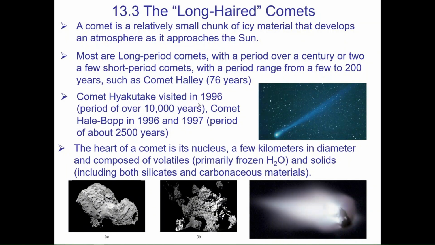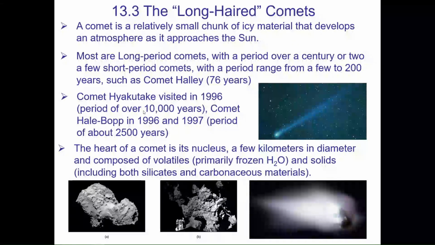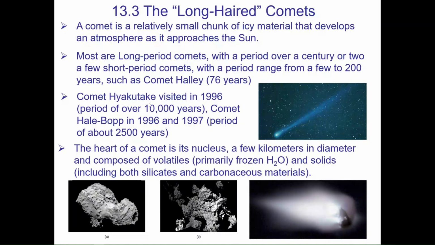Hyakutake actually visited Earth in 1996. This comet has a period of over 10,000 years. However, this is not a definite number, because the comet's orbit is very unstable. Sometimes the comet's orbit will change by the gravitational influence of nearby planets, so those numbers can change. They can become even longer or shorter.